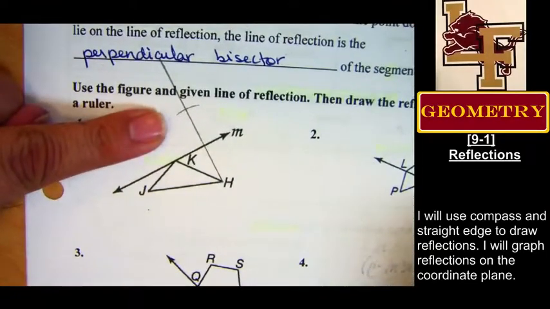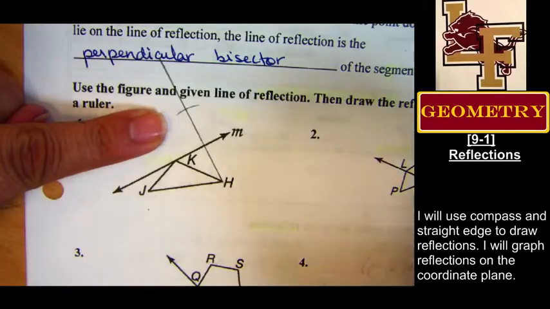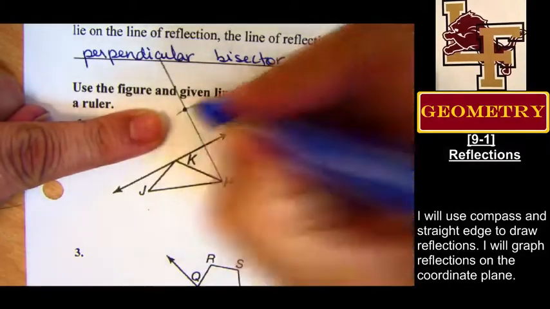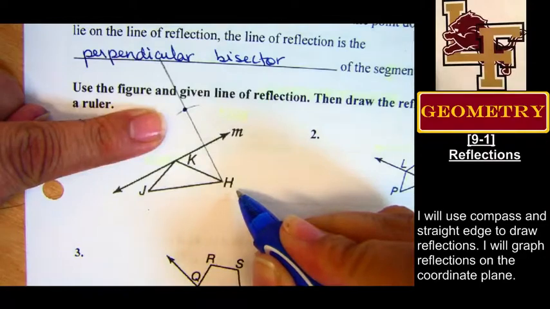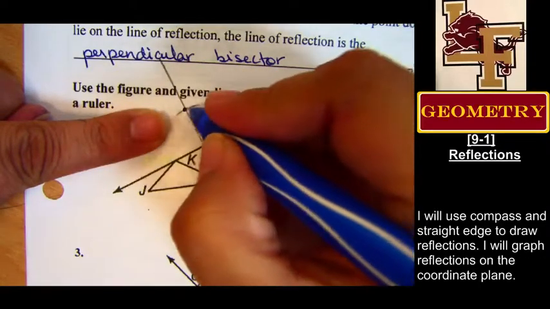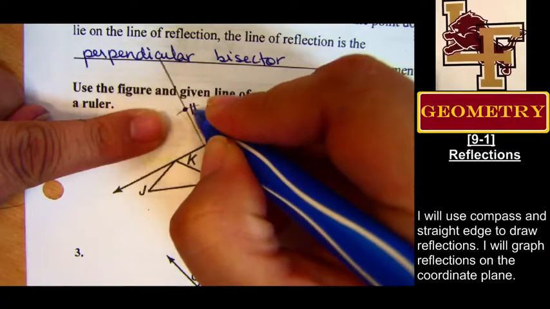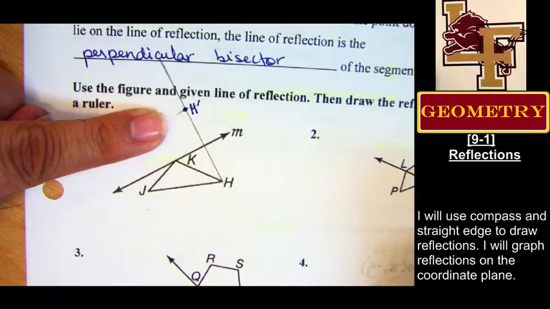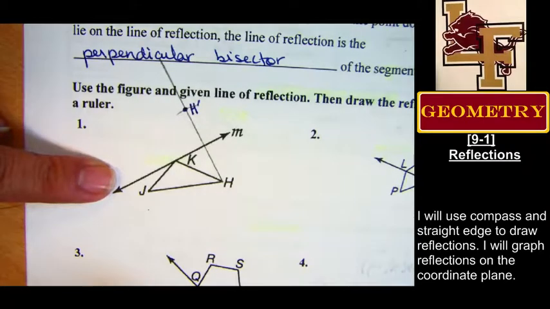That intersection needs to be colored in with a dot and then given a name. This intersection is the image of H. This point right here. So this point is H prime. H prime, the image of H. We're going to repeat for J.